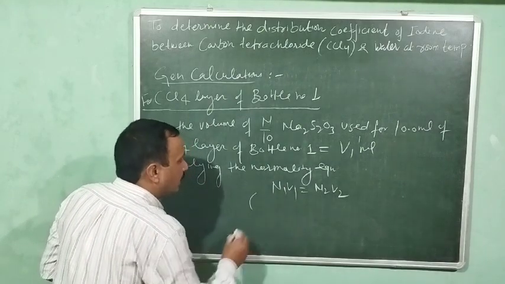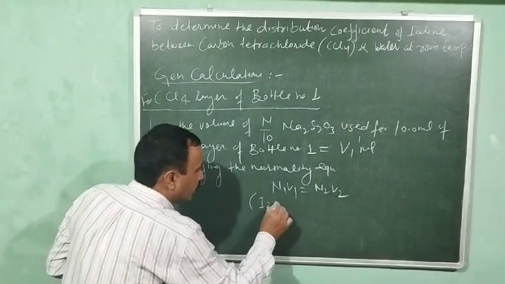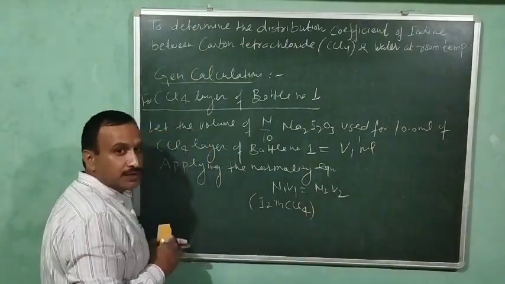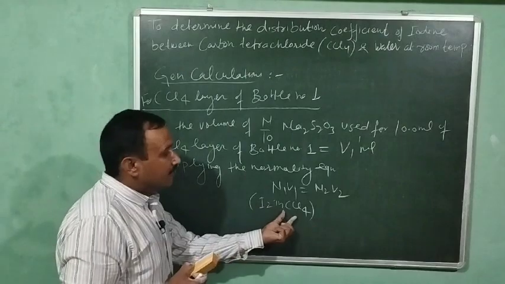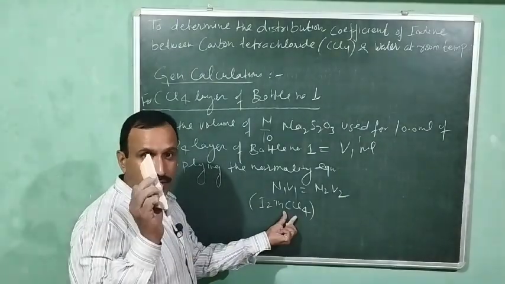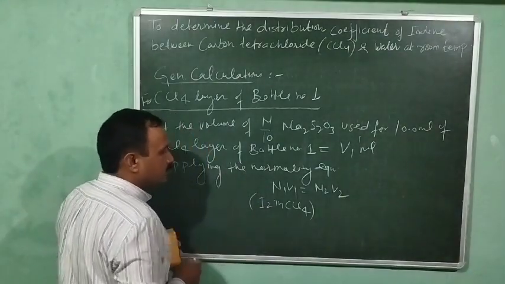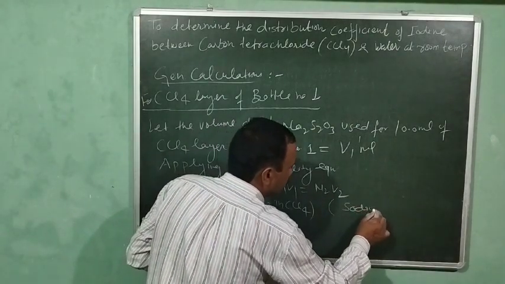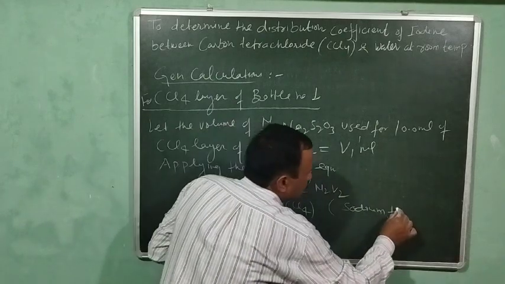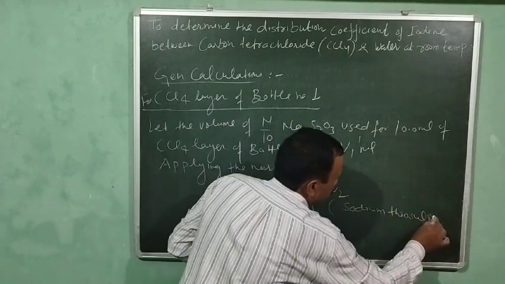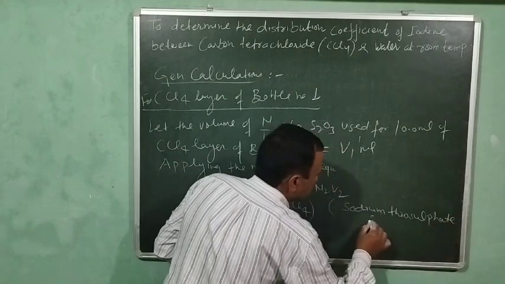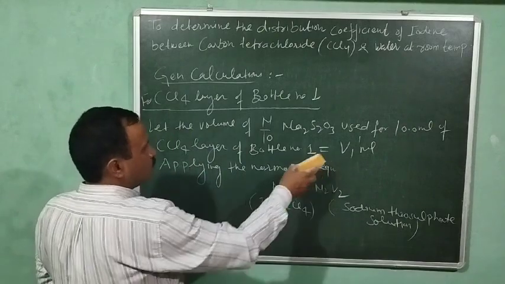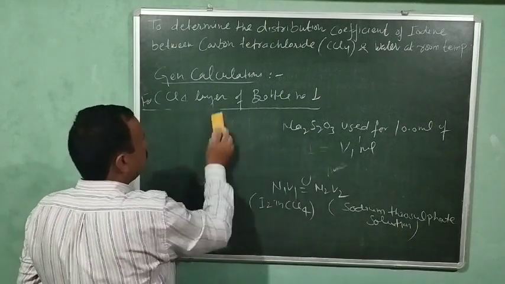on the left hand side we will have your iodine in CCl4. यहाँ पर हम आयोडीन की कंसेंट्रेशन कैलकुलेट करने जा रहे हैं CCl4 लेयर में, और CCl4 लेयर किसकी? बॉटल नंबर 1 की. तो आयोडीन in CCl4 layer, and towards right hand side we are having sodium thiosulfate solution. Now we will substitute the values in this normality equation.